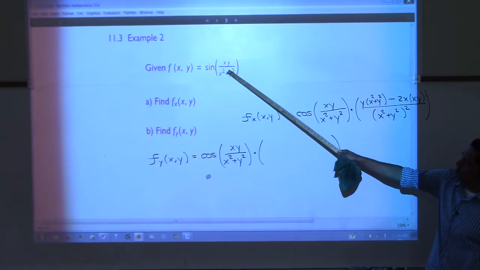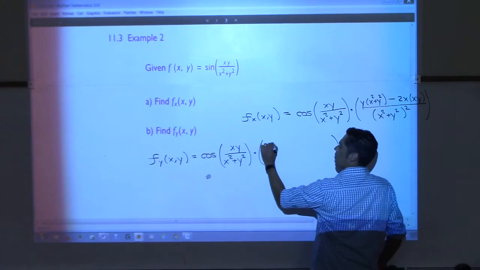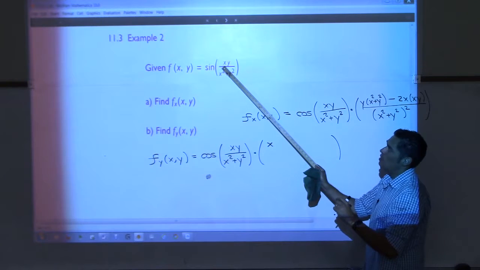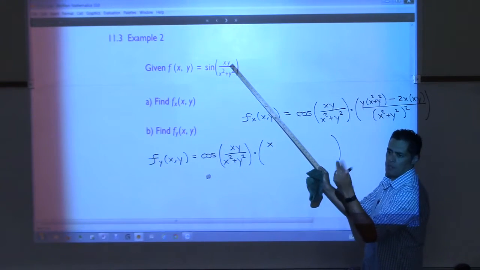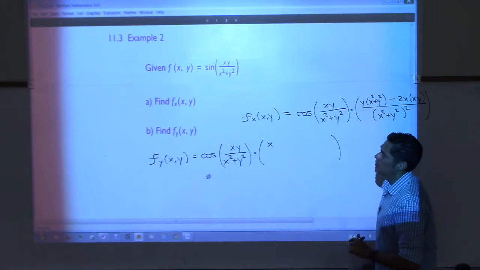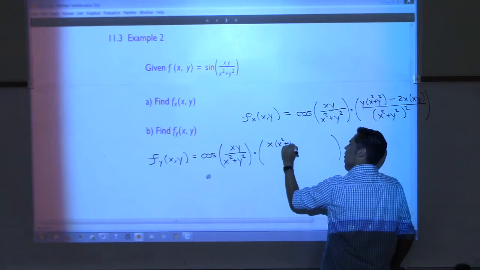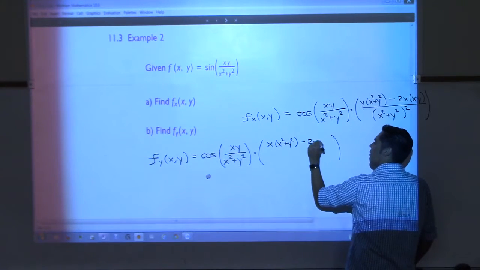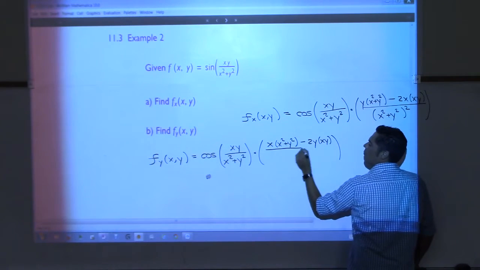What is the derivative of the top with respect to y? X, right? X is a constant, y is the variable, so you just ignore the x. Derivative of y is 1 with respect to y. Then times the bottom. And then minus, now derivative of the bottom, 2y times the top, all over the bottom squared.